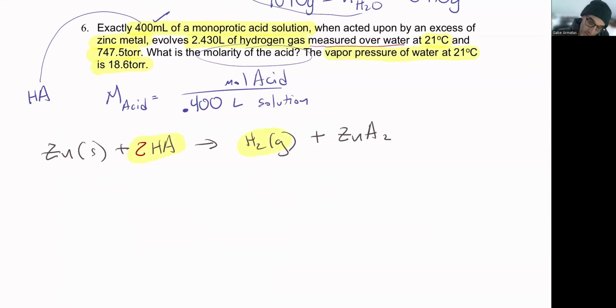Two acids for every one hydrogen. This is the molar ratio, two HA to every one H2. So what this tells me is if I know the moles of hydrogen, I know the moles of acid. Knowing the moles of acid means I can plug it in above. So this is a stoichiometry problem.